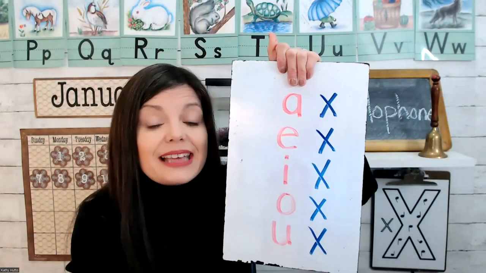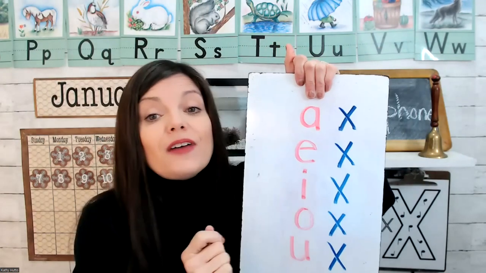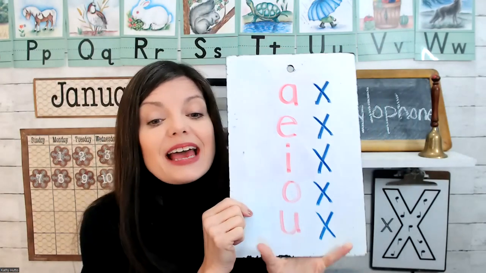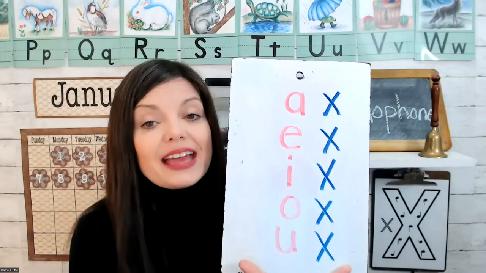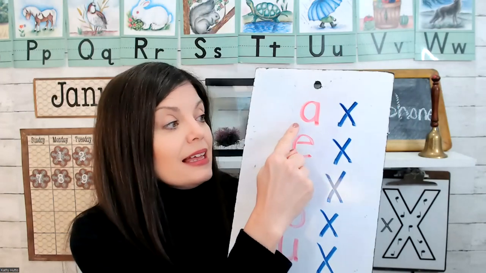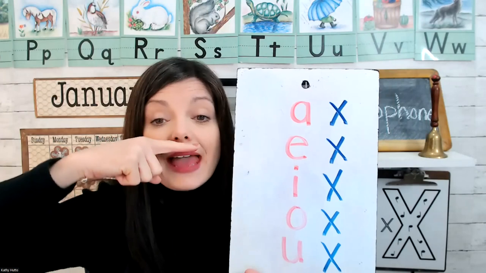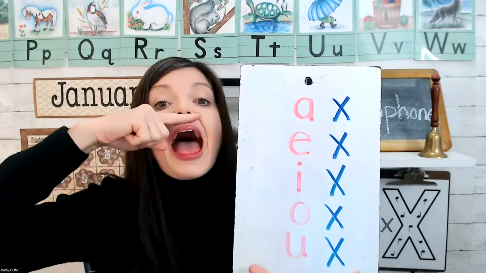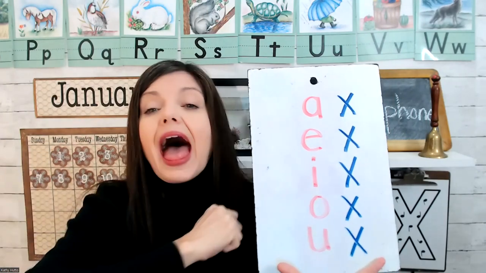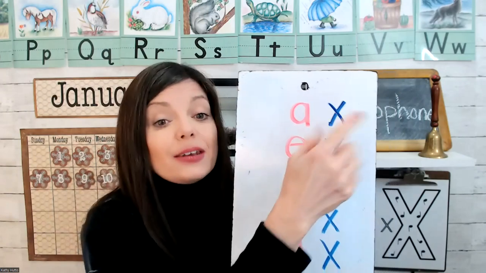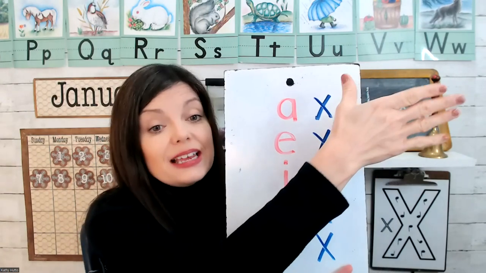Well, we put X at the end after the vowels today because X says ks, at the end, not the beginning. Let's start with letter A. A says a, as in achoo. And X says ks.